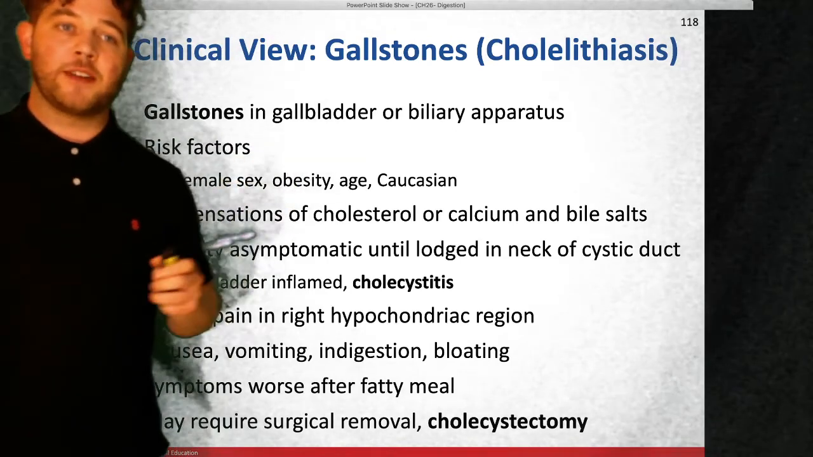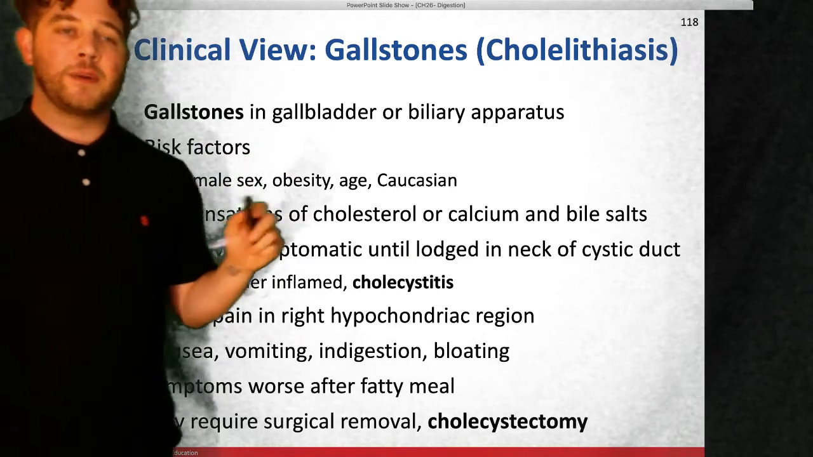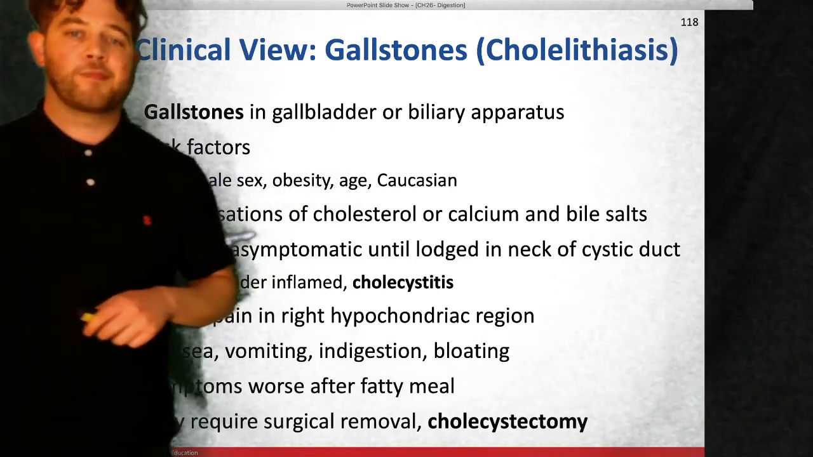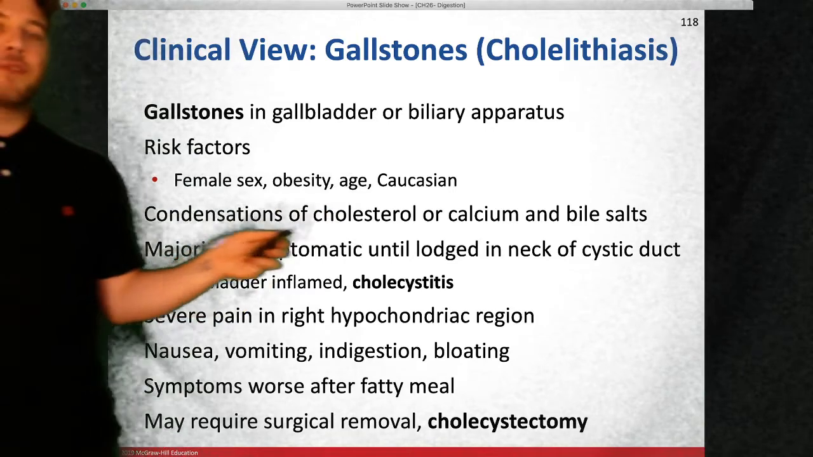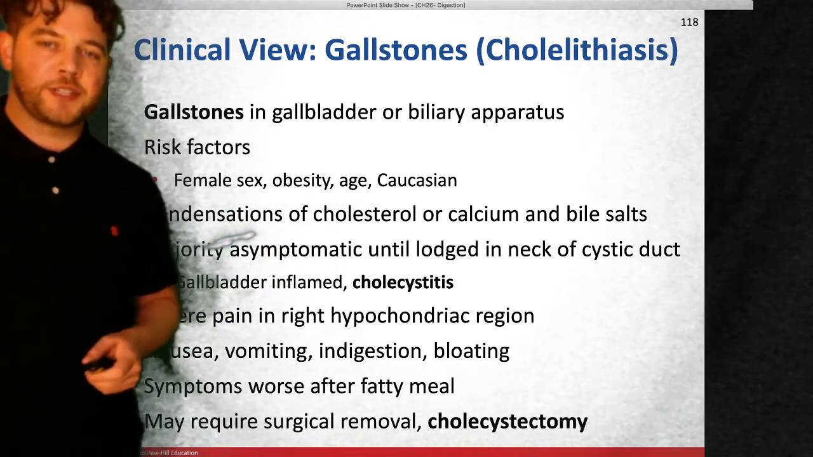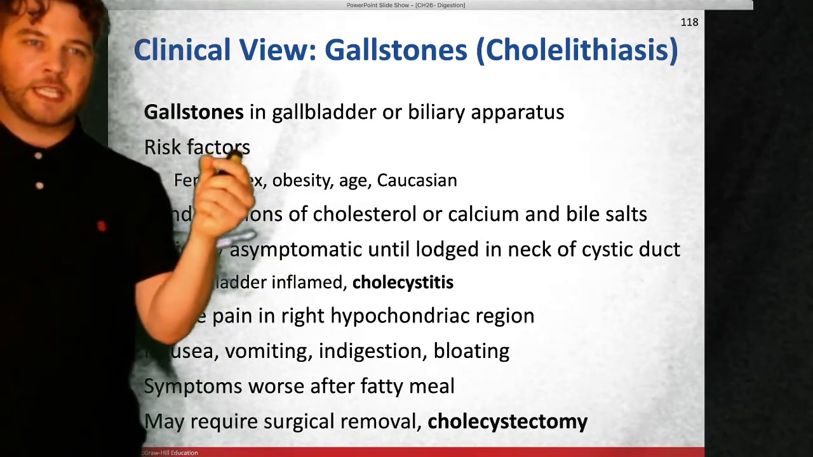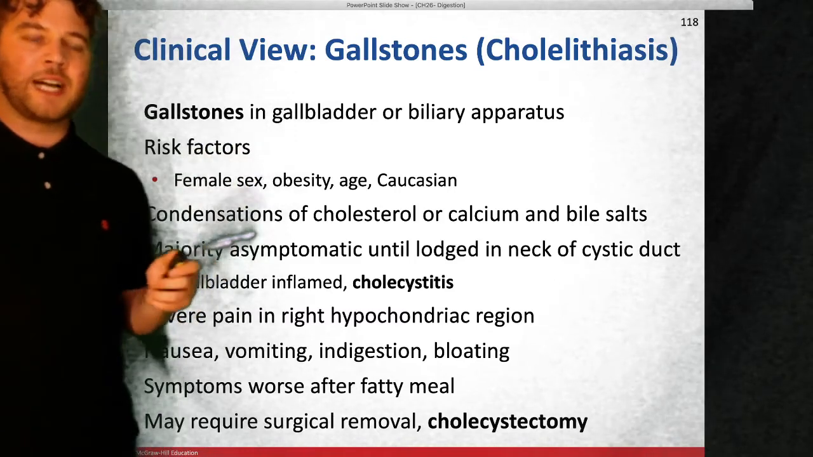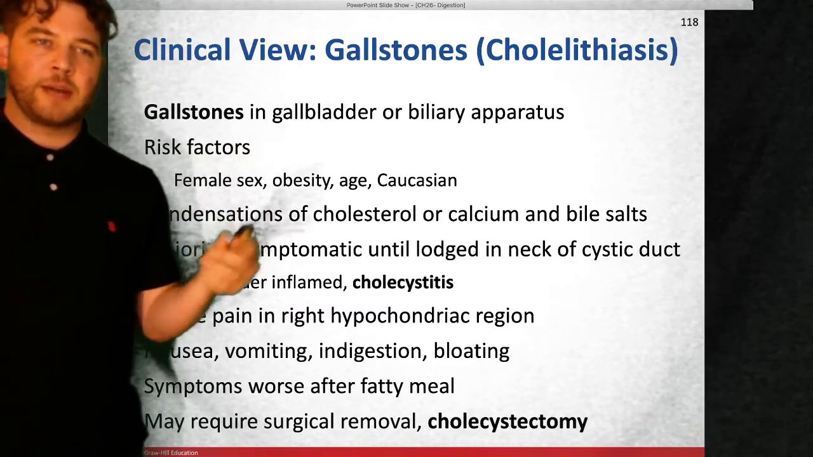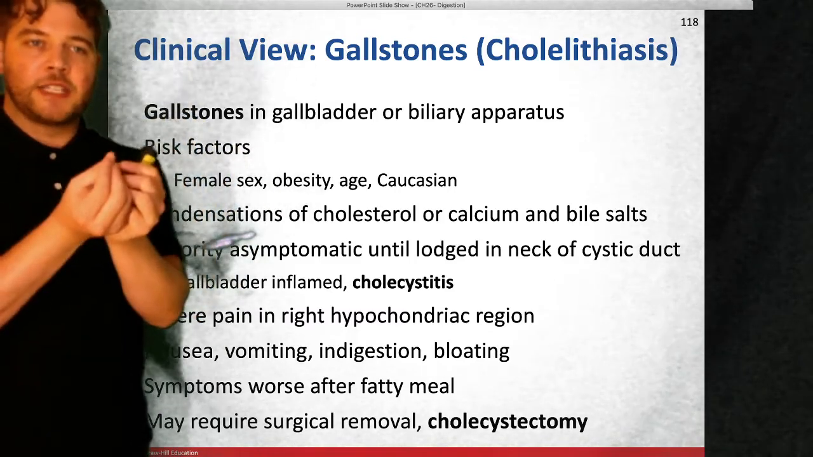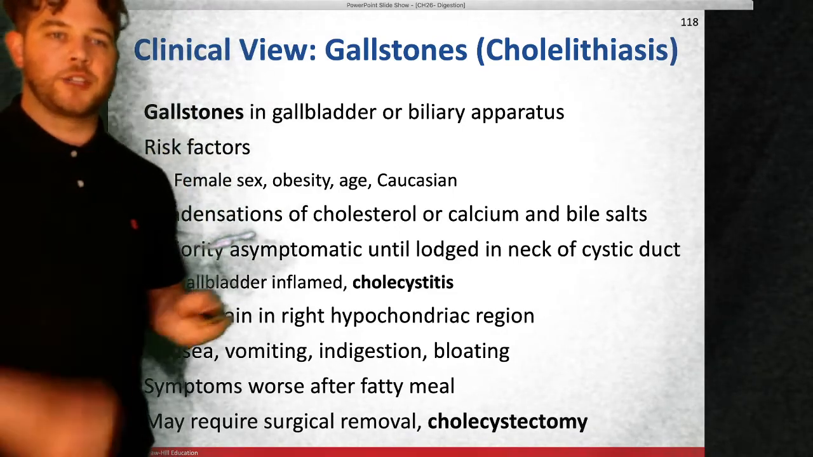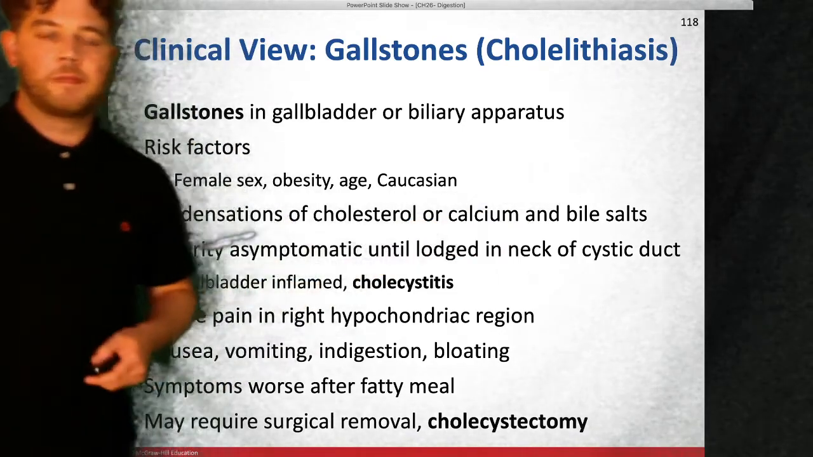Gallstones in the gallbladder or biliary apparatus. Unfortunately, just being a female puts you more at risk. Weight, age, and race. Condensations of cholesterol or calcium and bile salts. When it says condensations, that might be kind of weird to think about, but it's basically just like a gathering, a collection and a concentration of these things.